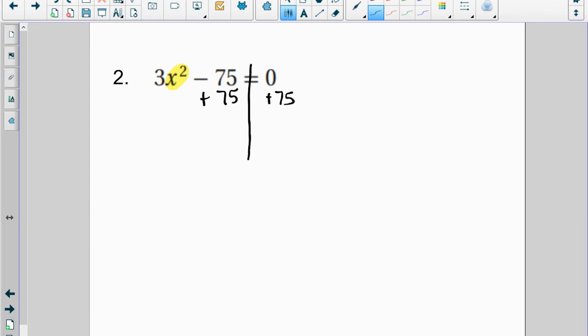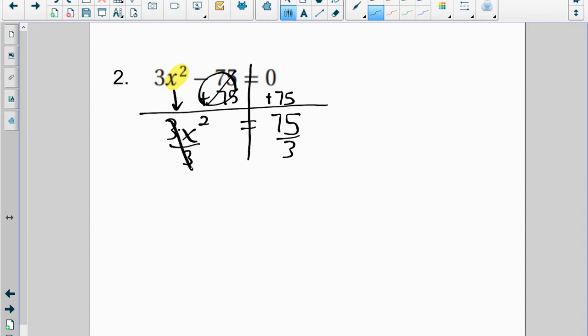I always work backwards. So I'm undoing the additions or subtractions. So I still have 3x squared that I bring down. That zeroes out. 0 plus 75 is 75. So far, so good. Next, I want to undo multiplication. So I'm going to divide by 3 on both sides to get rid of the 3. And that's going to leave me with x squared equals 25, since 75 divided by 3 is 25.